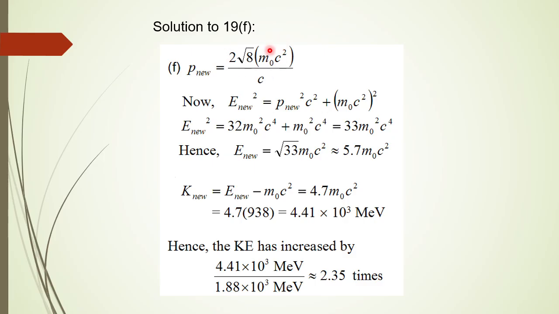That's the new momentum that we calculated earlier. So we can calculate the new energy. The new energy is 5.7 m naught c squared. So the new kinetic energy is 4.41 times 10 to the power of 3 MeV. We already obtained the previous kinetic energy, which is 1.88 times 10 to the power of 3 MeV. So if you divide it, you won't get 4 times, you only get 2.35 times. I encourage you to try these calculations by yourself because you get to make use of some of these new relativistic equations.